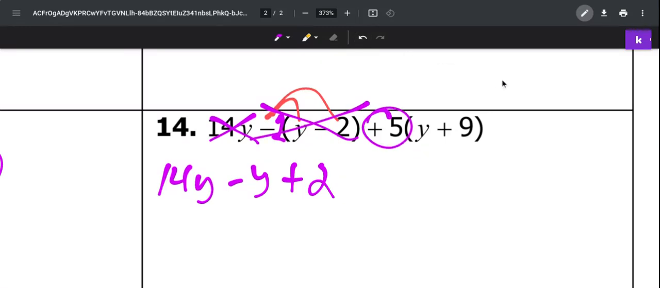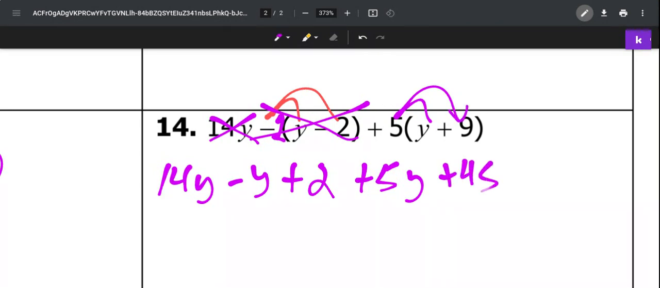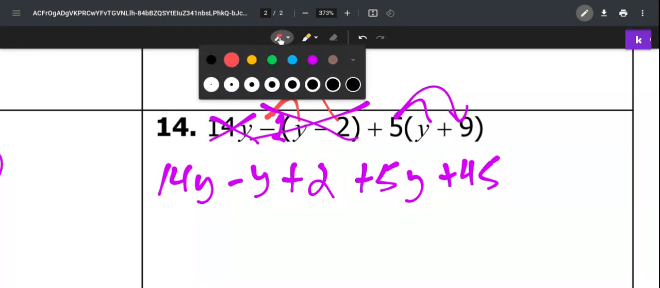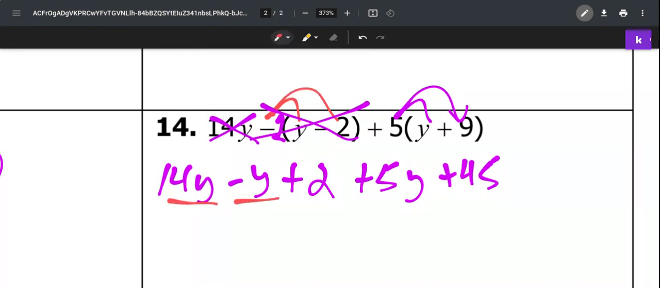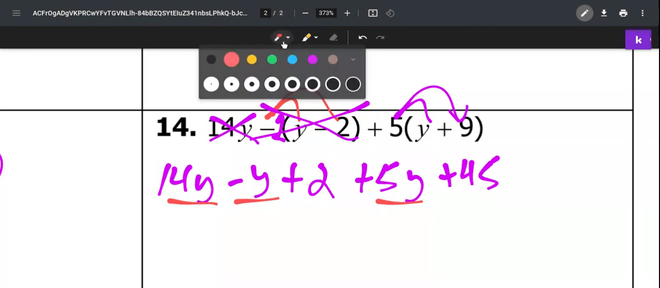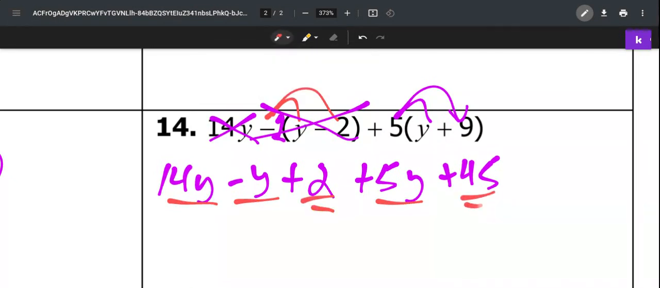Now, this is a plus in front of 5, so let's just keep that as a +5. So we know when we distribute here to 5y, it's going to be plus 5y. And when we distribute that 5 to 9, those are both positive, so it's going to be plus 45. All right, so now we just combine all of our like terms. So underline these, and this, and then we can double underline this and 45.